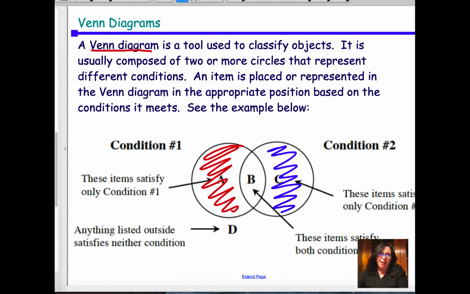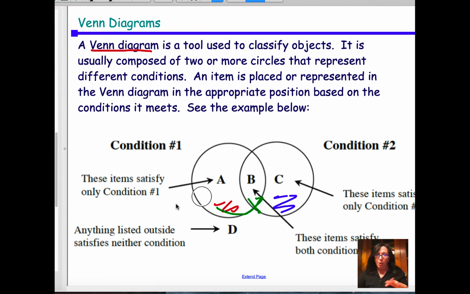But if you are in the middle, right, in here, which that middle is part of this circle on the left and this circle on the right, and if you are in that middle section, then these items satisfy both conditions, and therefore those are the values that are part of both.